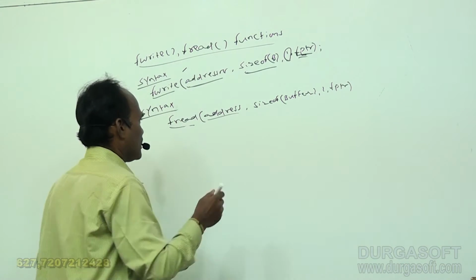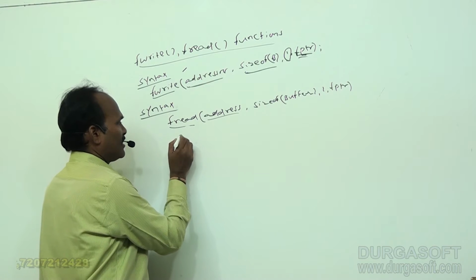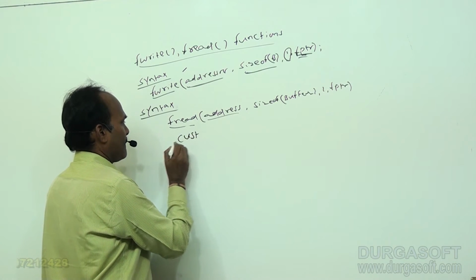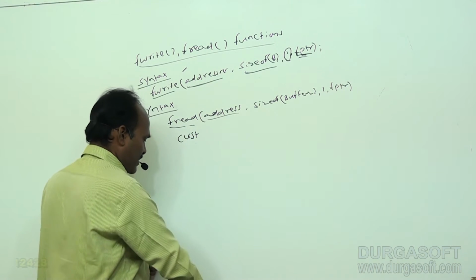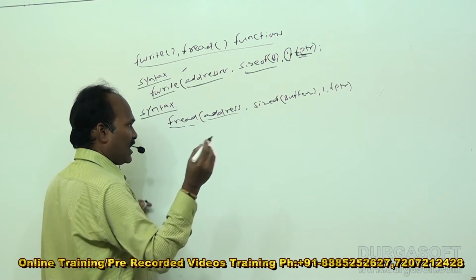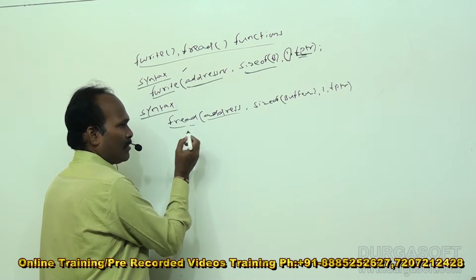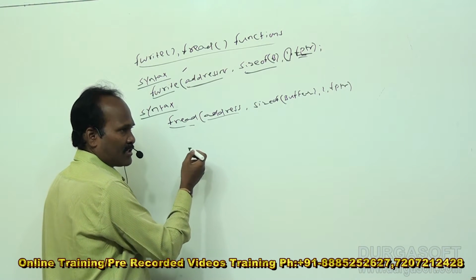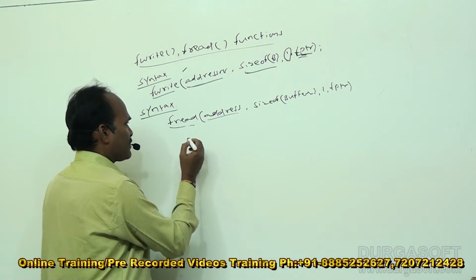So before this, I will declare a structure like this: customer. How to declare a structure? Already in the previous classes we have discussed. First here I will write the structure. After that I will be moving on to the program: how to write records, structure records, and how to read the records. That part I will explain.